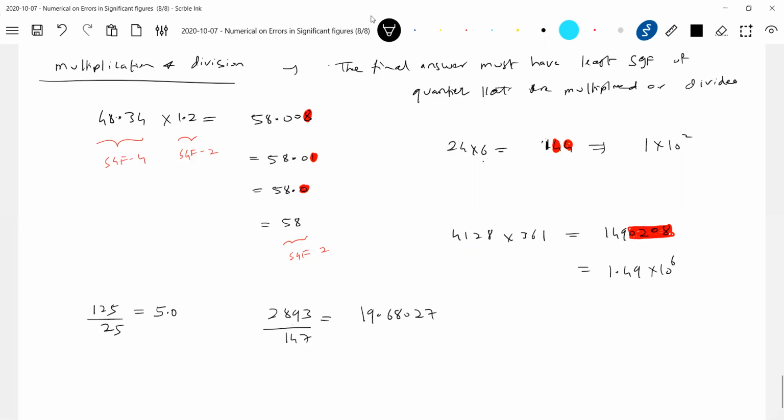No, how many least significant digits are there? 3. So I'm going to drop it. So how much will it become?